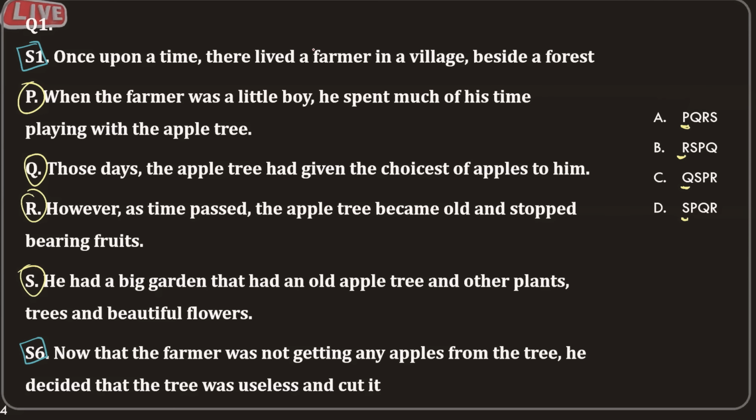So once upon a time, there lived a farmer. The introduction, generalized statement, beside a forest, right? P says, when the farmer was a little boy, he spent much of his time playing with the apple tree. Which apple tree, we do not know. This has been mentioned previously, it seems. So P cannot be the first option. We will rule it out. Then can it be R? R says, however, as time passed, the apple tree became old. It seems that the apple tree's introduction has been mentioned previously. So R can also not be the first line.